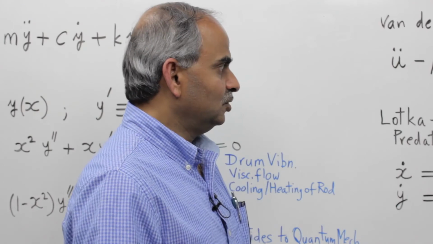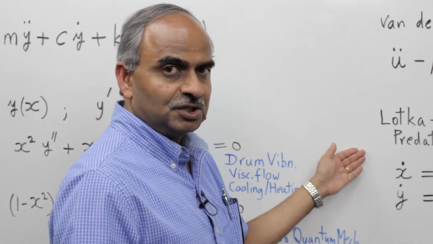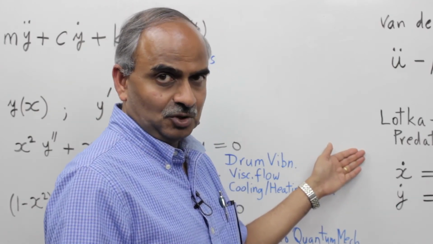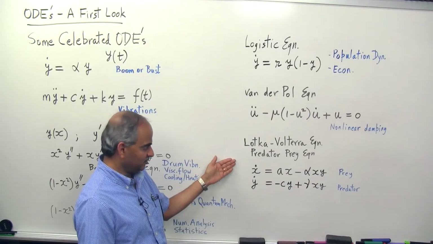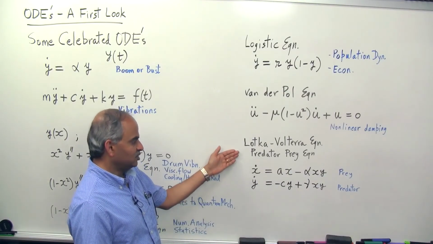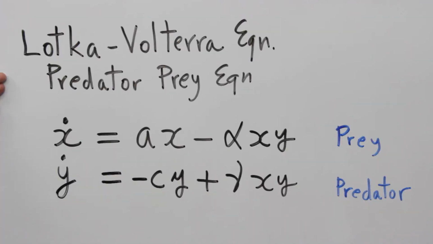Okay, we will now look at some nonlinear systems of ordinary differential equations. Two examples that are quite famous. The first one is called the Lotka-Volterra equation, or the predator-prey equation, and it's this coupled system. x and y are the two dependent variables, and the rates of change of x and y are given by these two right-hand sides. x denotes the population of prey, and y denotes the population of the predators.